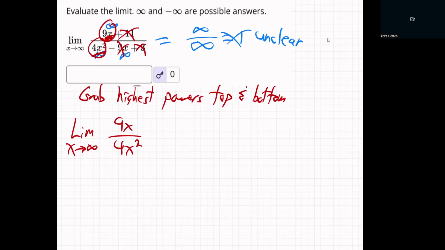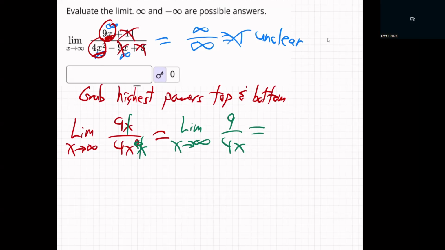Now, why is that all that matters? Well, let's finish it up and then I'll tell you that. So what is that? Well, that can be simplified. It's going to be the limit as x goes to infinity of 9 over 4x, right? Because x squared means x times x. One of these cancels one of these. It's 9 over 4x. Okay, great.